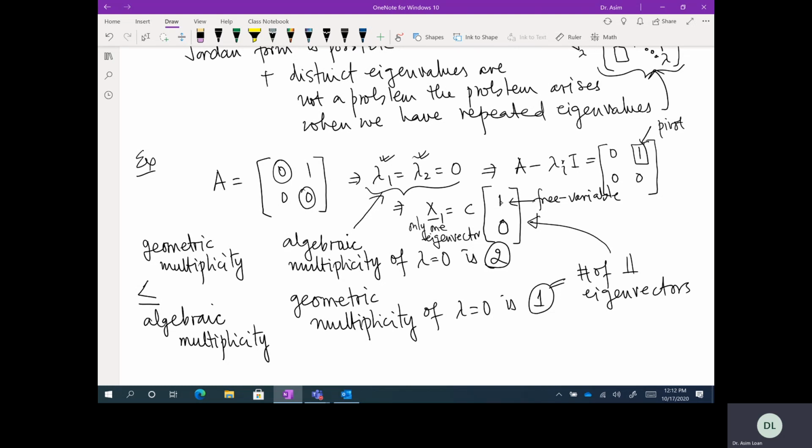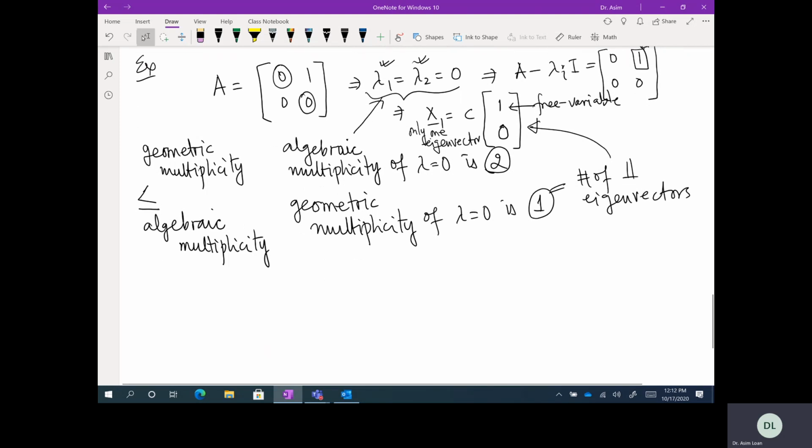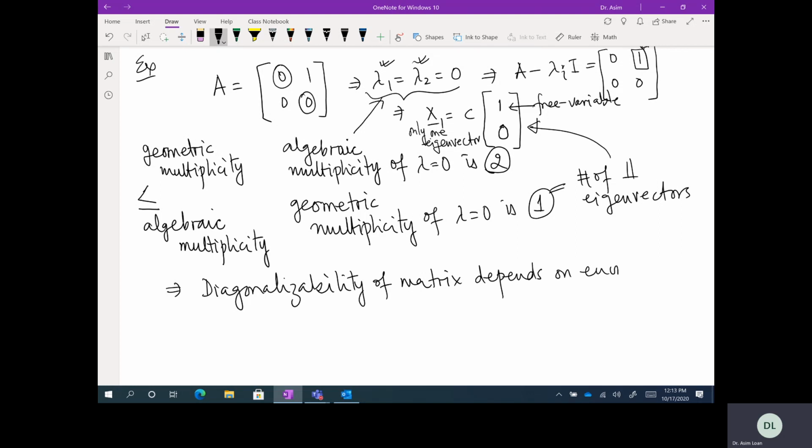Instead of this c, I can take the c inside. So this is a line of eigenvectors. That is possible. So diagonalizability of a matrix depends on enough eigenvectors.